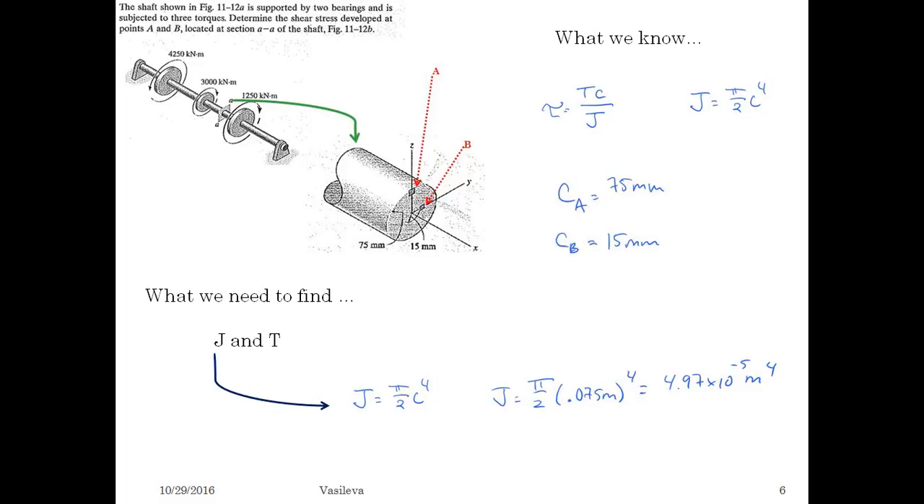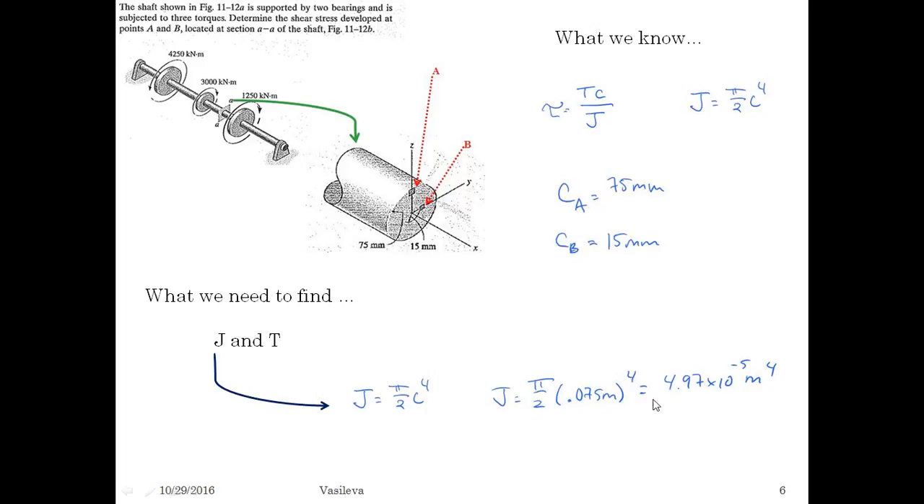We have a solid shaft here, so pi over 2 c to the fourth, where c is always the outermost radius. In this case, point A happens to be the outermost radius, so we use 0.075 meters. Always convert from millimeters to meters when doing your equations.